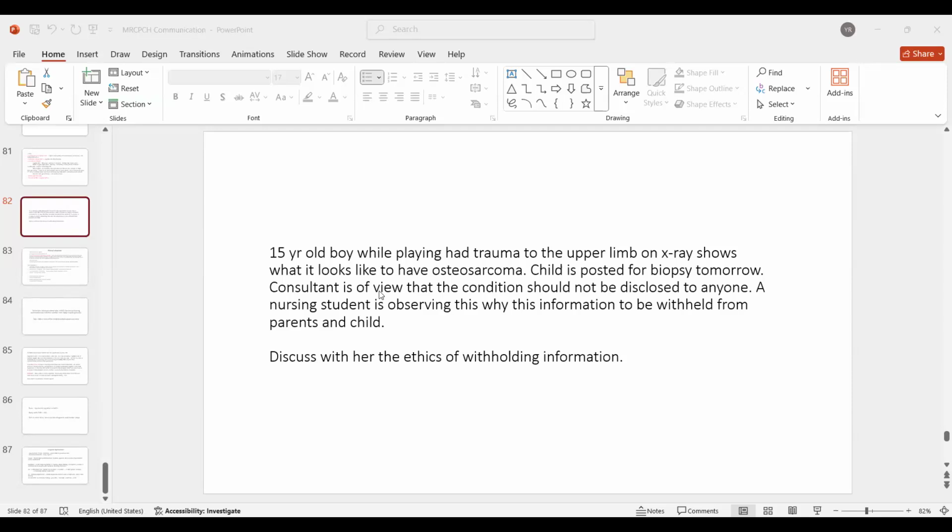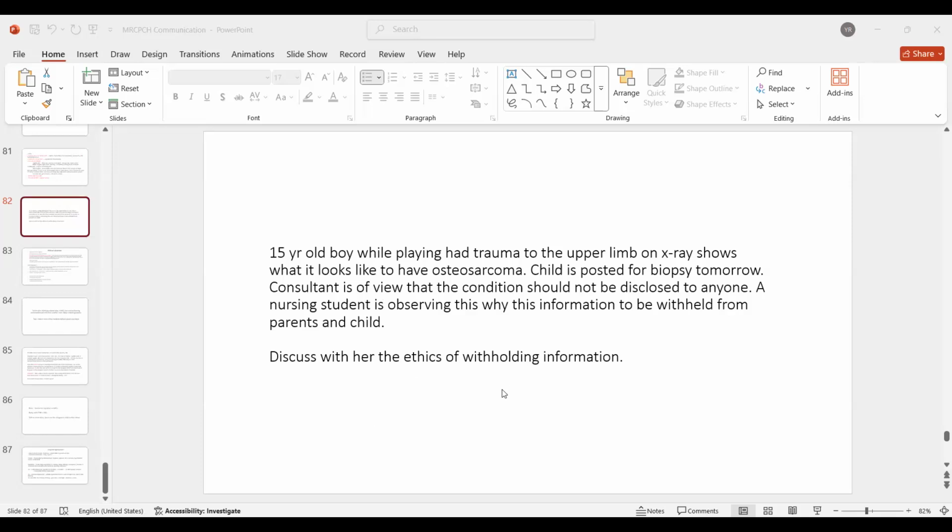My question as well when I entered the station was the same. We always talk about being honest, open, transparent, and why is this not being followed? But look into the next line, it says what your task exactly is. In ethics, there are various components. Here it talks about how you'll have to discuss with her the ethics of withholding information. This is a separate topic in itself under ethics.